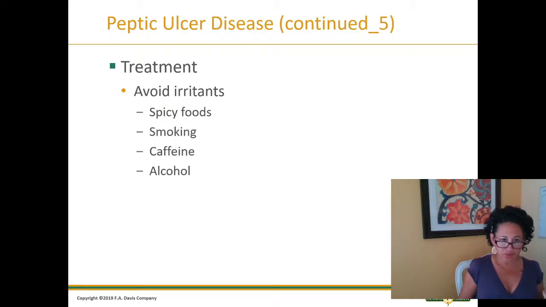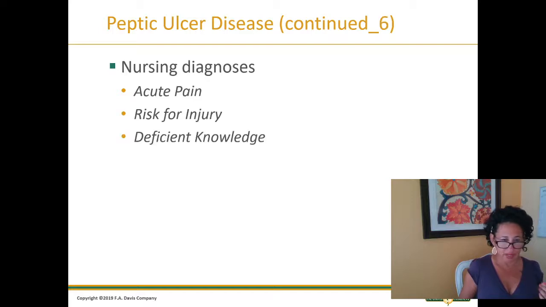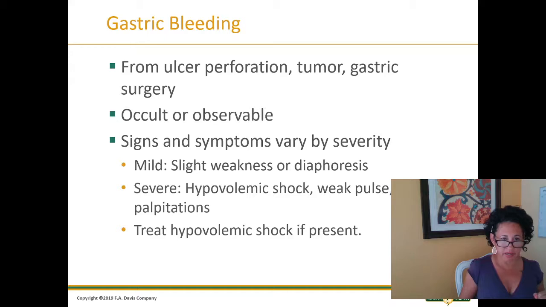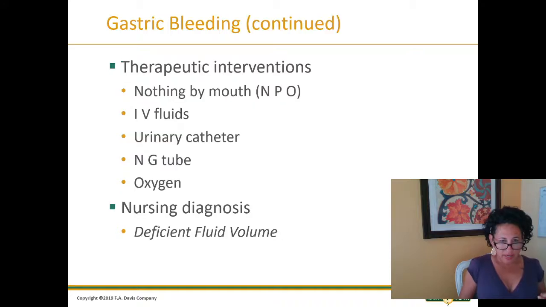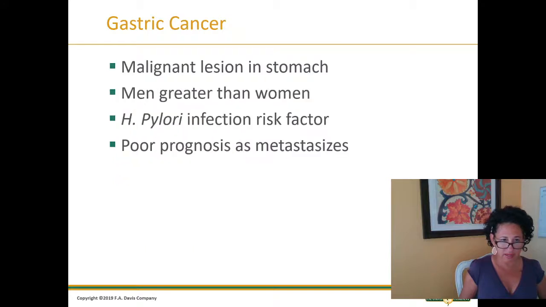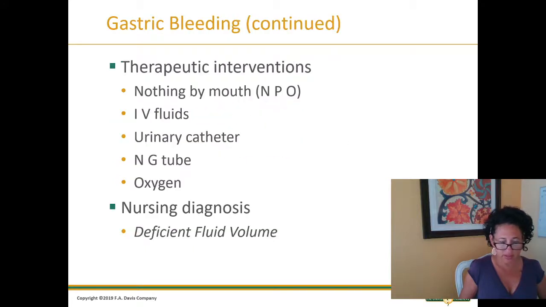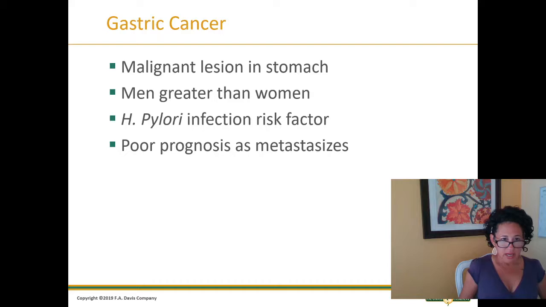Okay, treatments, same. Nursing diagnosis, okay, this is what you can pick. Gastric bleeding from ulcer perforation. Okay, therapeutic interventions, nothing by mouth, NPO. So we want to make sure if you're having gastric bleeding, there's going to be NG tube, oxygen, nursing deficit. Okay, nursing diagnosis is deficit fluid volume.